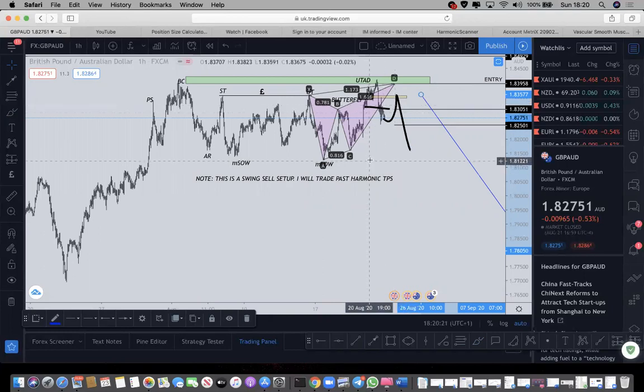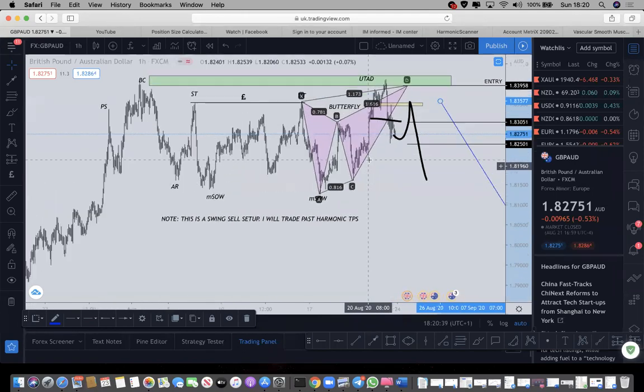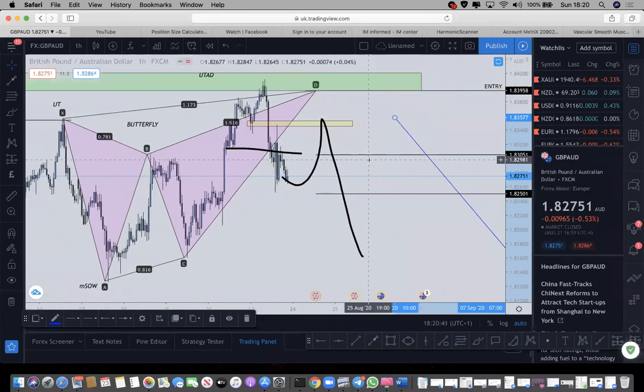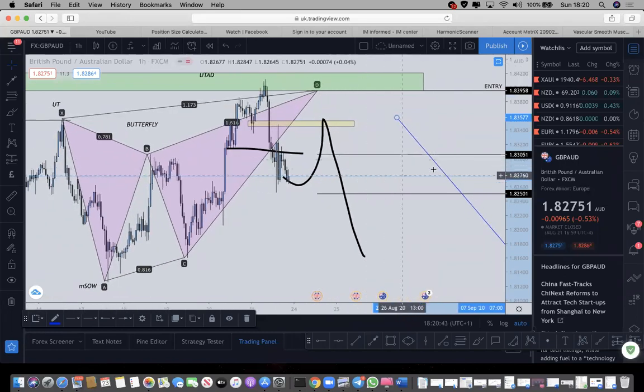My first TP is going to be around here, around 1.81283. When price gets here, that is when I'm going to look to start taking partials. For now, I'm still in the trade and I'm enjoying it. Any more things that we can look at?